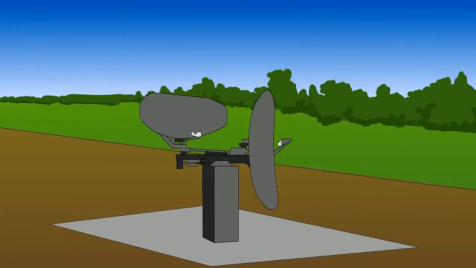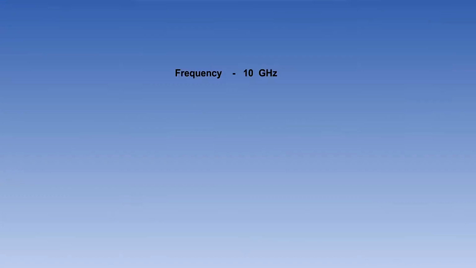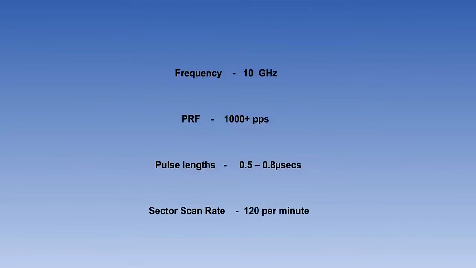The frequency is around 10 GHz. PRFs are 1000 pulses per second or more. Pulse lengths are between 0.5 and 0.8 of a microsecond. The aerials do not rotate, instead they scan over an aerosector.